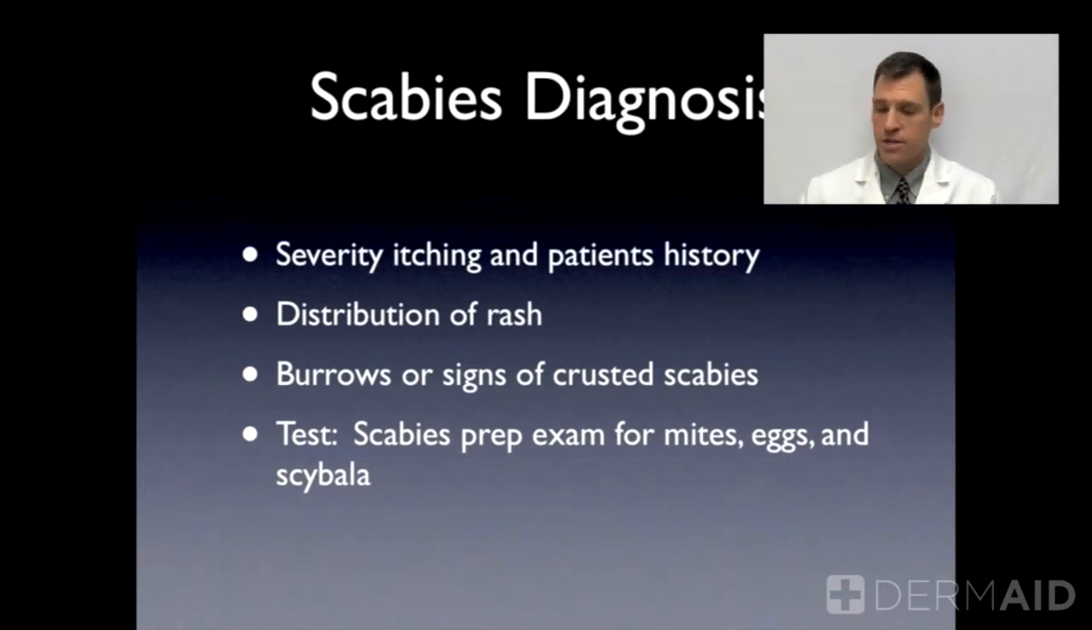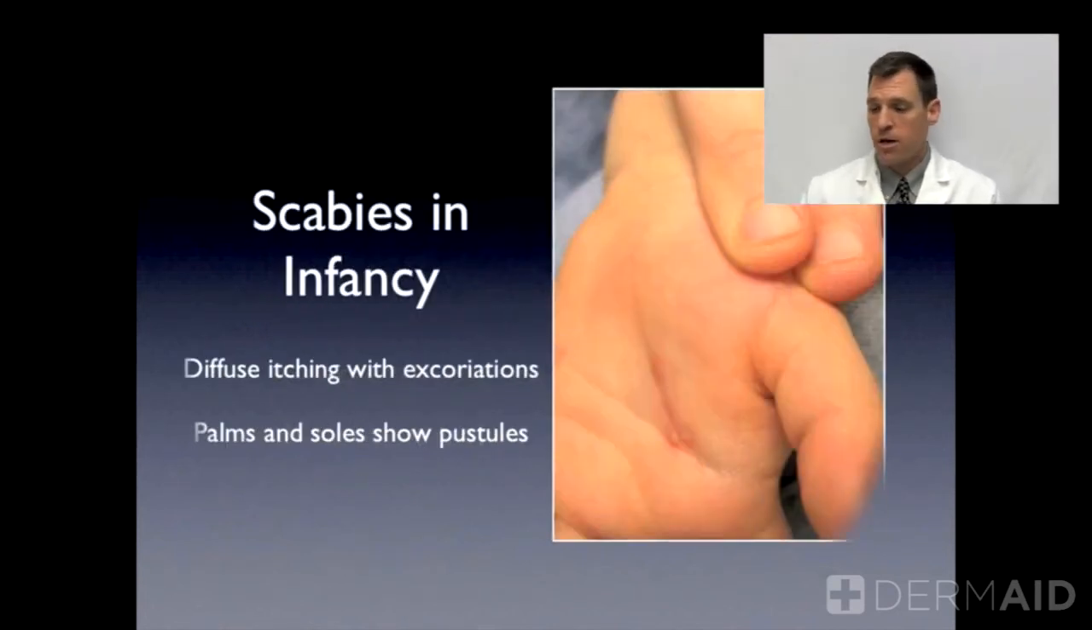So how do you diagnose it? The clinical distribution usually gives scabies away, but severe itching, and certainly if there's a patient or family history of scabies, we need to consider that. The burrows, if found, can help make the diagnosis. We can also do a scabies prep, which is a simple scraping test in the clinic where we look for scabies mites, eggs, or scybala, which is the feces from the mite.